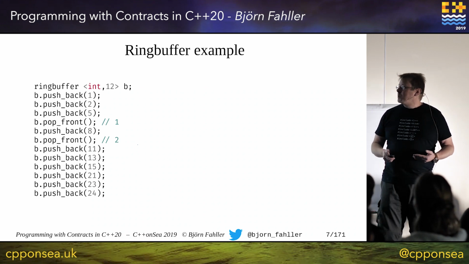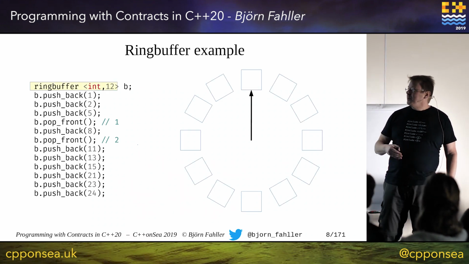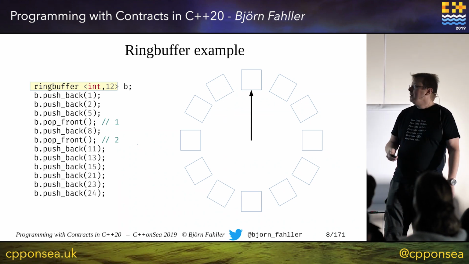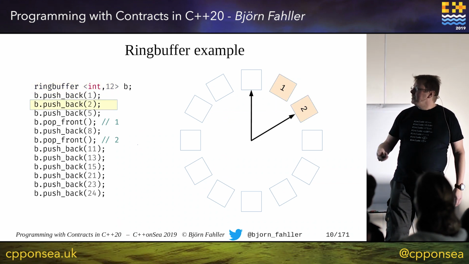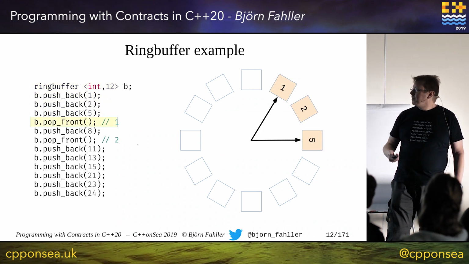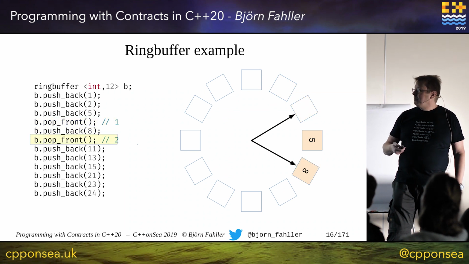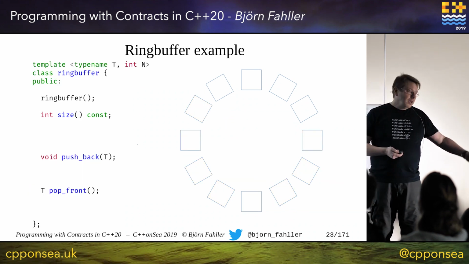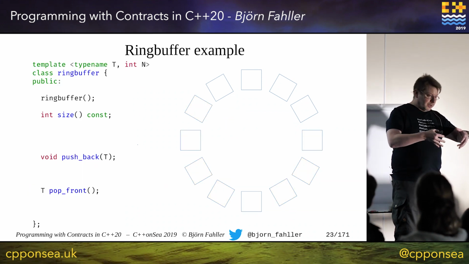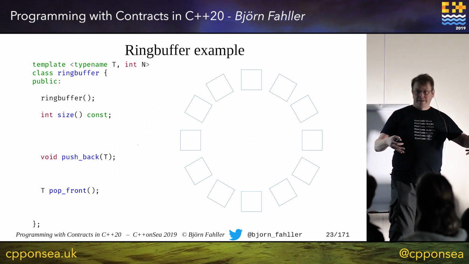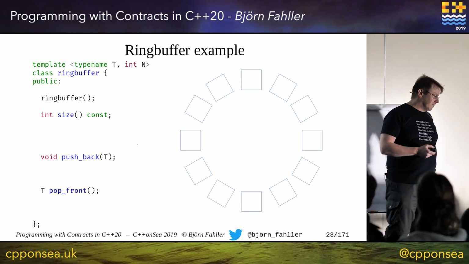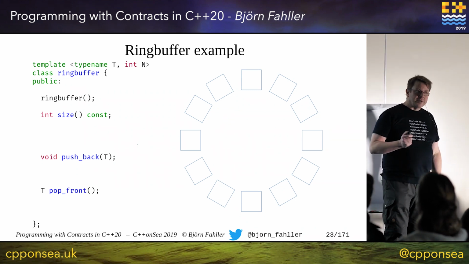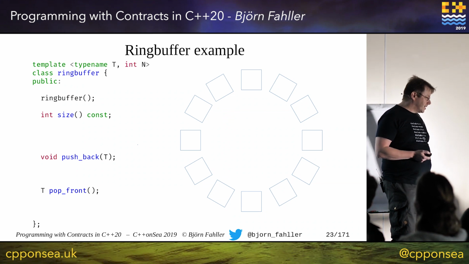In this case, we have a ring buffer of 12 integers. So when we instantiate it, we allocate all the slots for values in place. And then we can push values into it or pop from the back. And you keep pushing more, and it just goes round and round like that. But the capacity is fixed. It can never grow. It can never be, in this case, more than 12 slots in it. So this is what I'm going to use to explain what I mean with contracts.